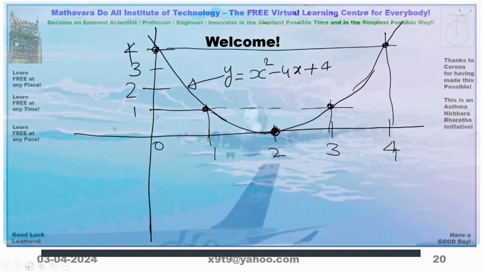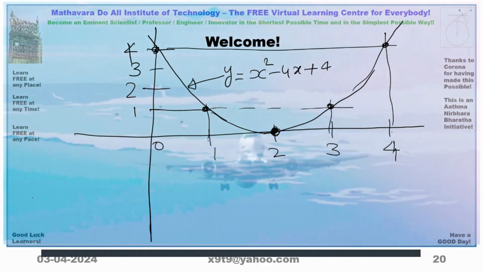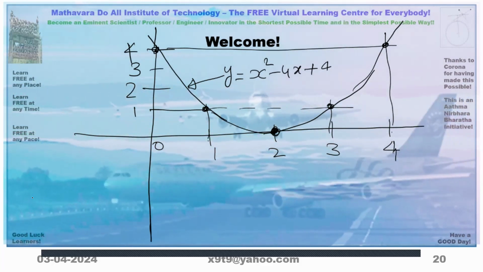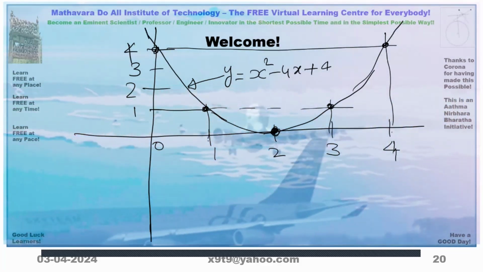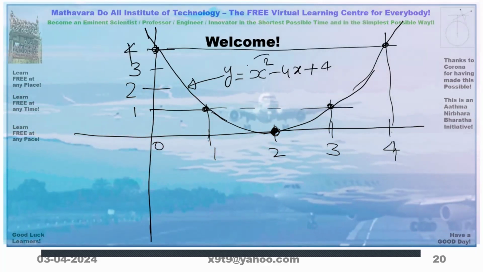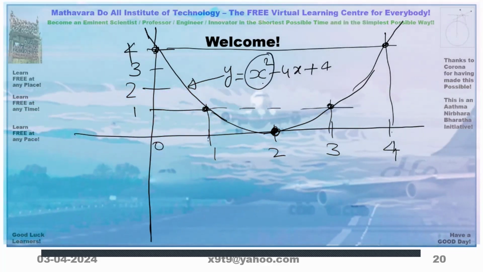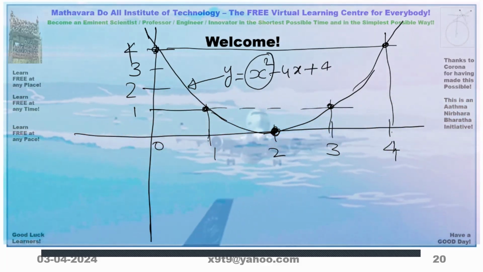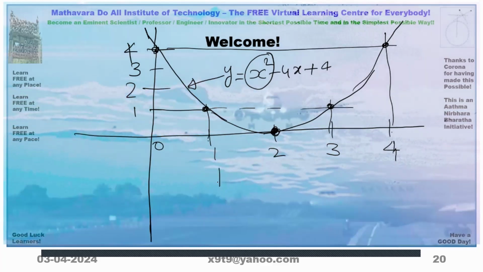So this is easier to plot than sine and cosine graph. Yeah, that is fine. So this is different. It is not like sine. This is called a parabola. When a term like x square is there, it is called a parabola.